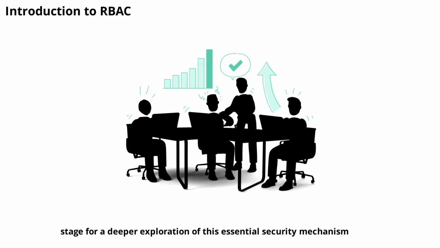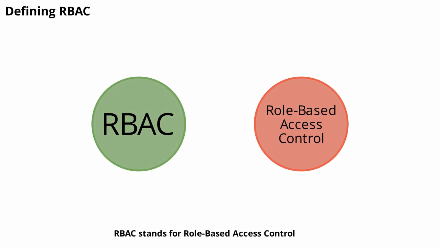essential security mechanism. RBAC stands for Role-Based Access Control. In the context of HRIS software, it's a method used to restrict system access based on the roles of individual users within an organization. Instead of assigning permissions to each user one by one, RBAC allows administrators to group permissions into roles, which are then assigned to users. This approach streamlines security management and reduces the risk of unauthorized data exposure.